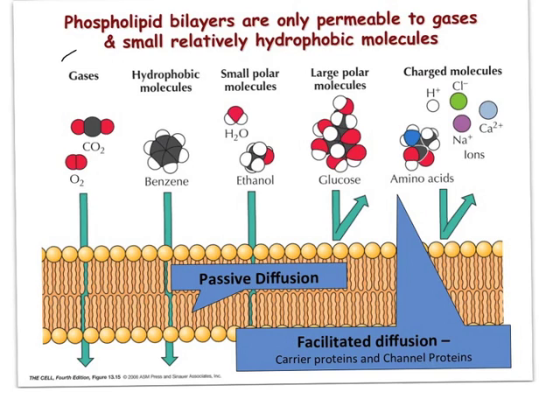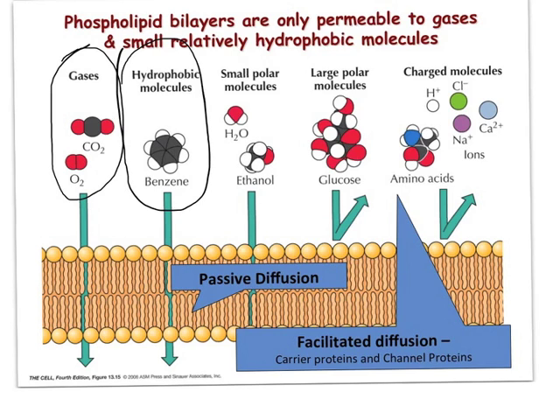The first one is gases, such as CO2 and O2. The second one is small hydrophobic molecules, such as benzene. And the last is small polar molecules, such as water and ethanol.